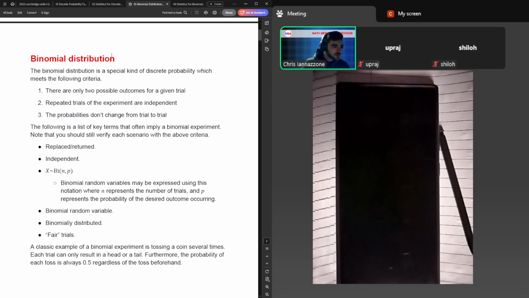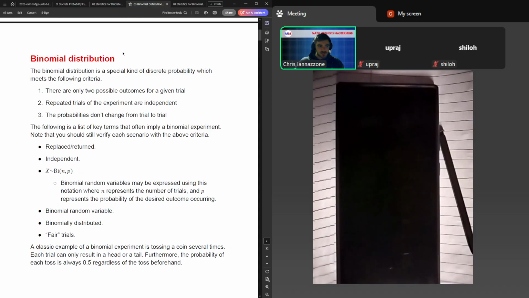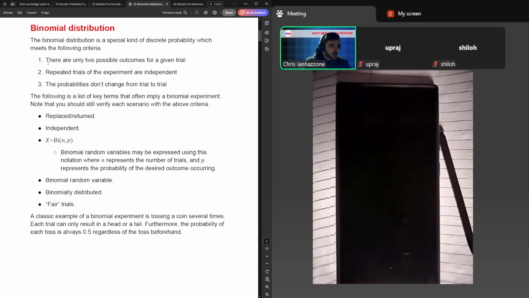Binomials. The way the binomial distribution works is that it's a special kind of discrete probability. So we've gone from broad probability terms down to discrete, which is a specific kind of probability, down to binomial, which is a specific kind of discrete probability. The criteria for binomial is that there are only two possible outcomes for a given trial. So think heads or tails, 1 or 2, yes or no, that sort of thing.